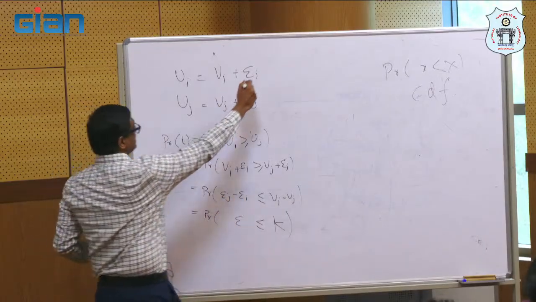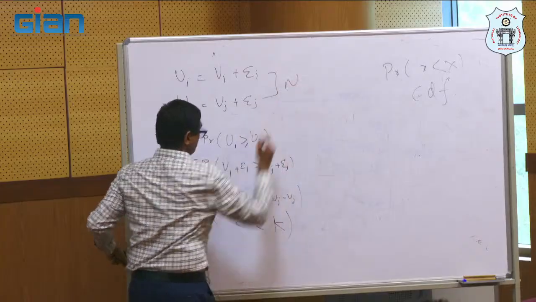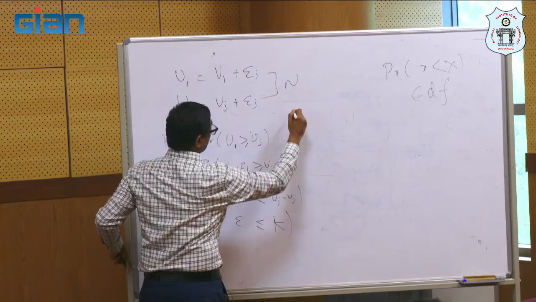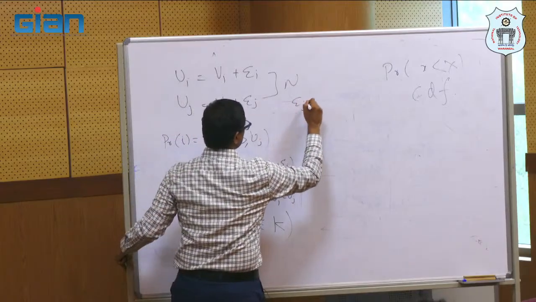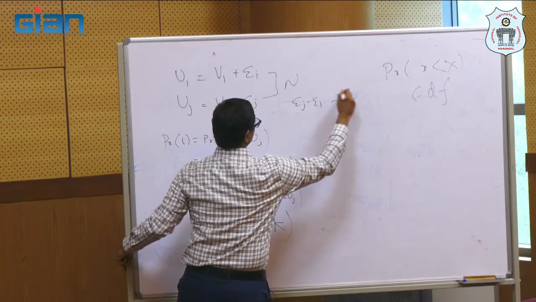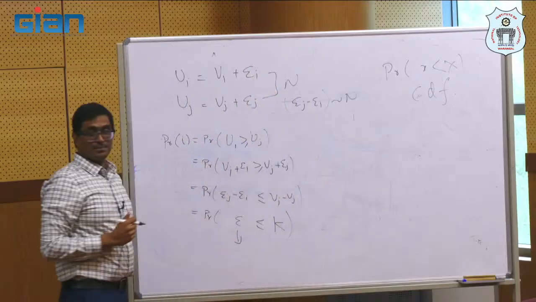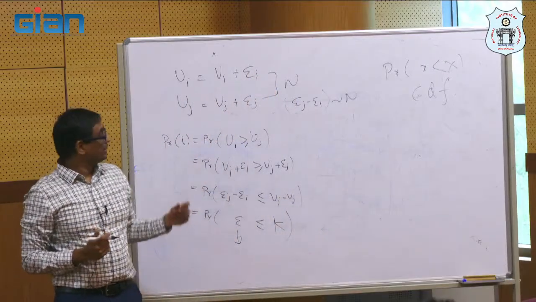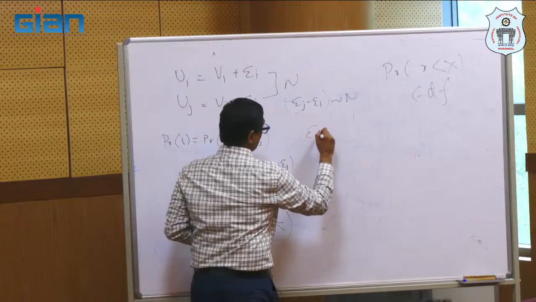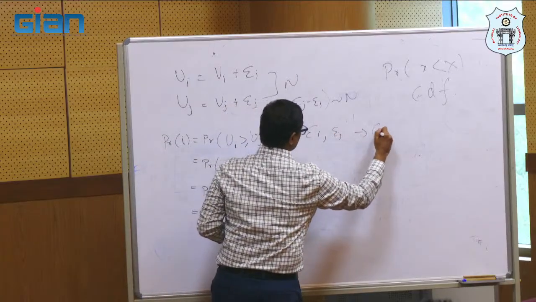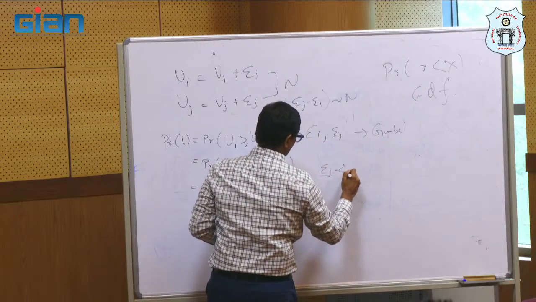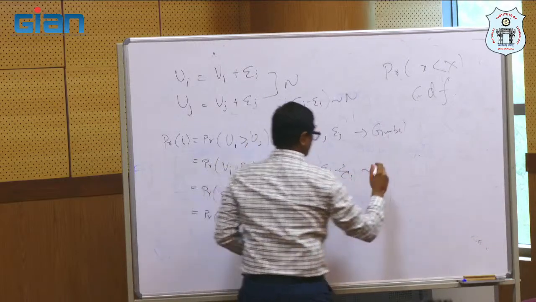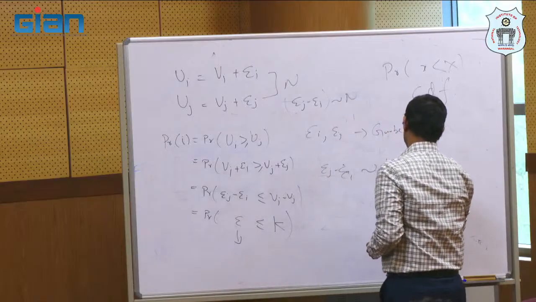So if I assume both of them to be normal, their difference will also be normal. So epsilon j minus epsilon I is also normal if these two are normal. If you assume epsilon I and epsilon j are Gumbel, epsilon j minus epsilon I will follow a logistic distribution.